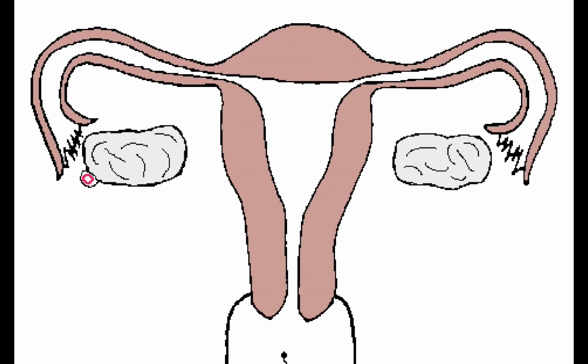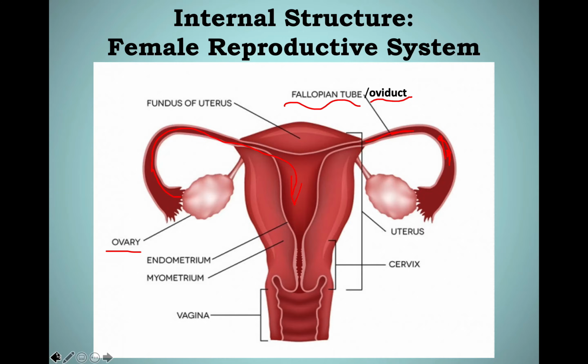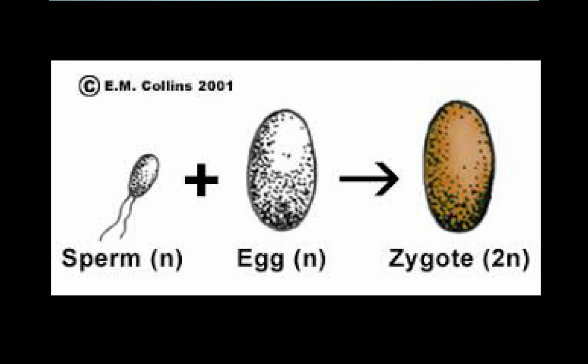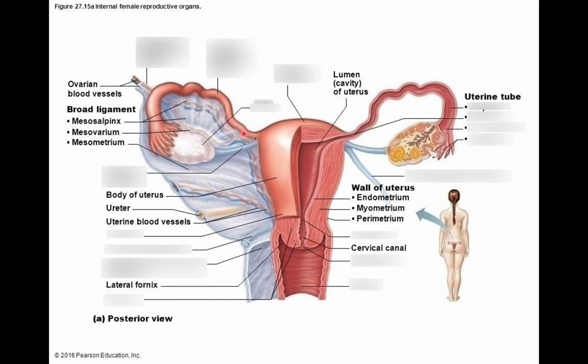What is fertilization? Fertilization is the process that involves the sperm fusing with an ovum, which eventually leads to the development of an embryo. Now the two fallopian tubes lead to the uterus, which is also known as the womb.